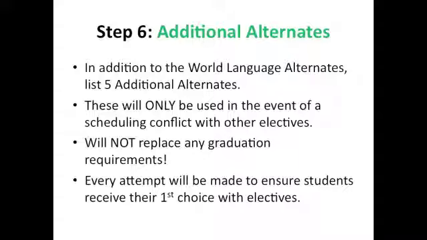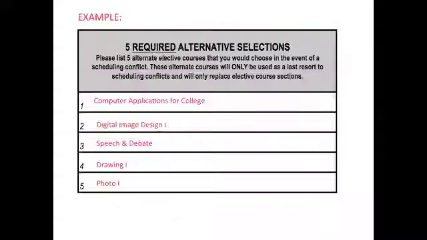While every attempt will be made to ensure you receive your original schedule, we ask that students list at least 5 alternate course selections that may be used in the event of a scheduling conflict. Remember that these courses will not be used unless there is a problem with the original request. That said, please be sure that you are also making informed decisions regarding alternate courses, as it is possible they may appear on your schedule.